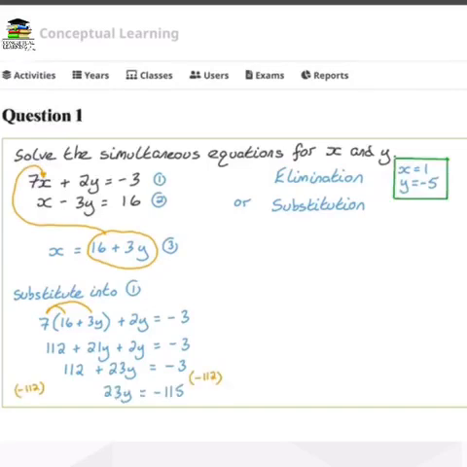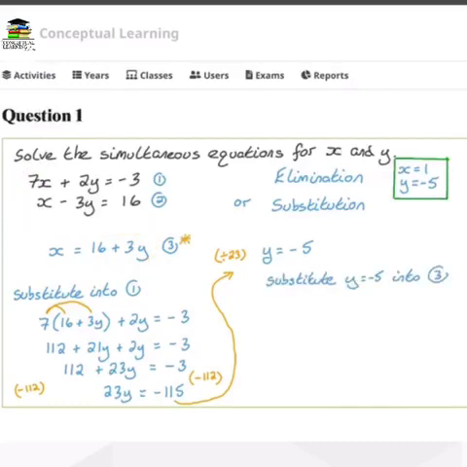Subtracting 112 from both sides of this equation gives us 23y equals negative 115. And finally, dividing both sides of this equation by 23 gives us an answer of y equals negative 5.